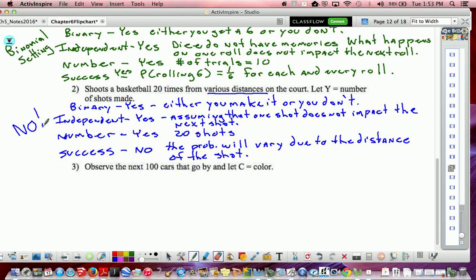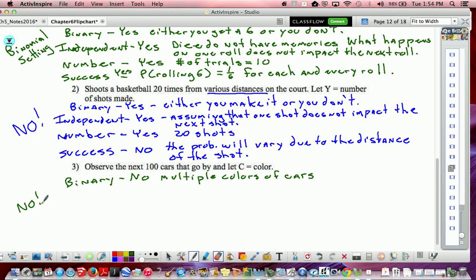All right, let's take a look at the third one. Observe the next 100 cars that go by, and let C equal the color. Is it binary? No. Why? Because there's multiple colors of cars. So do I have to keep on going? No, I can stop here and say no. Perfect. That's what I love about math.